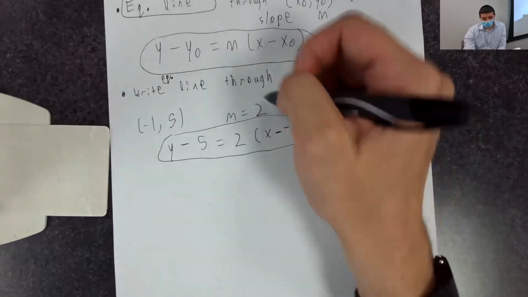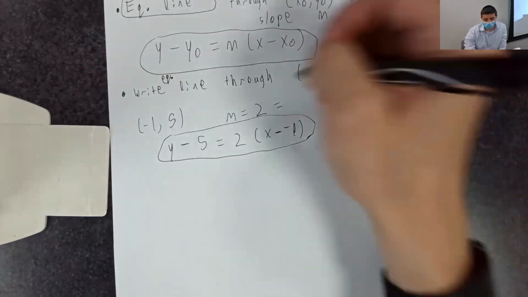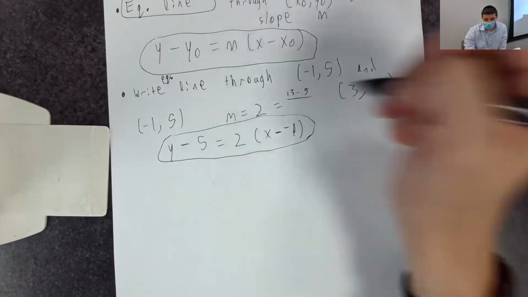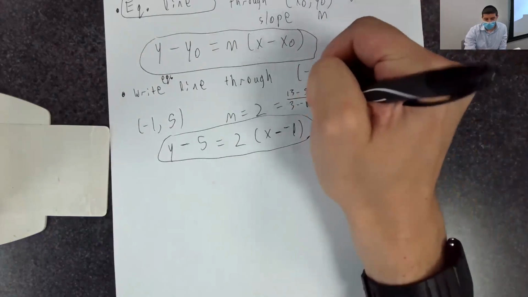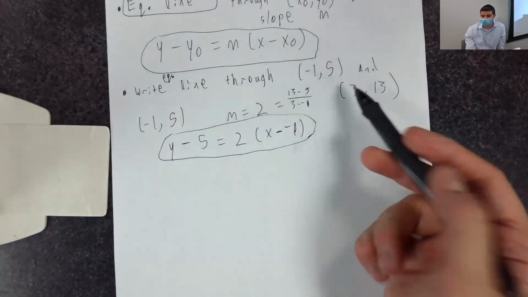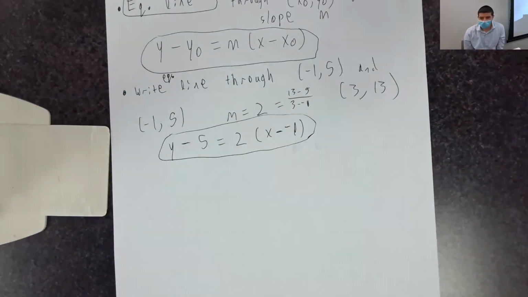Yeah, we actually already did it. This was the same points we had before. So it's 13 minus 5 over 3 minus -1. Yeah, you do have to calculate the slope. That's right. You do have to get the slope. I just wrote down 2 because we just did it. We did it before, so we calculated the slope. So if the slope's not given, then you guys have to calculate it.